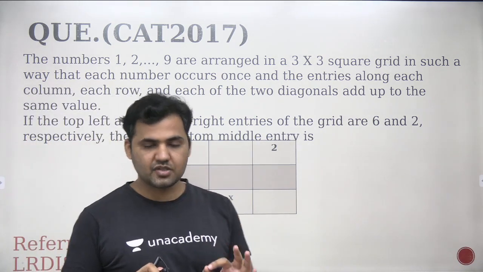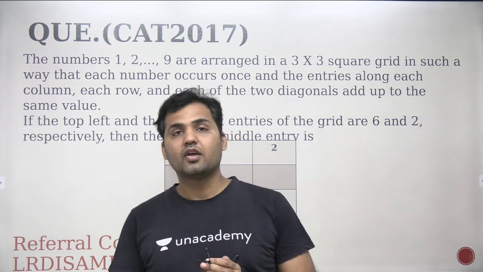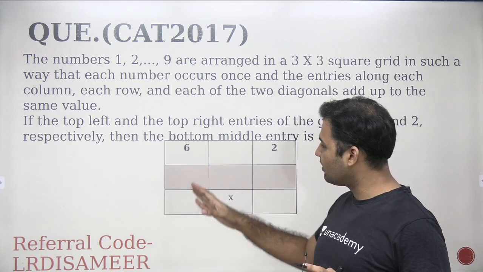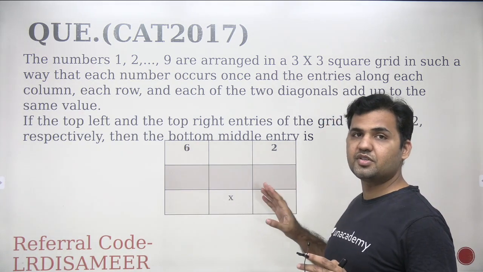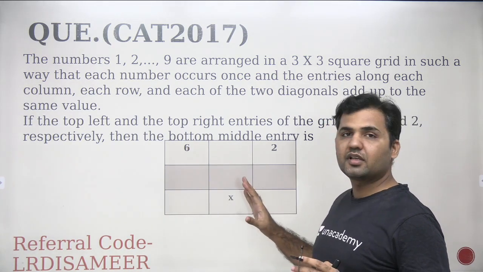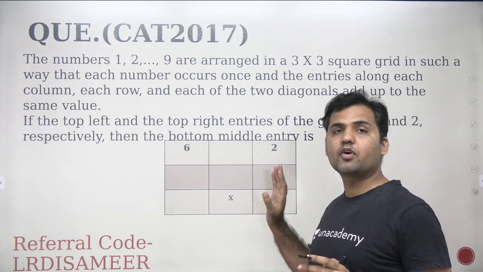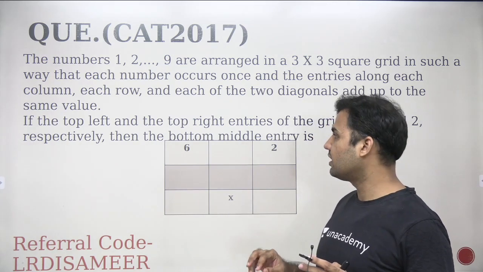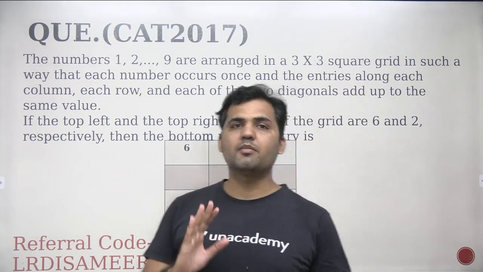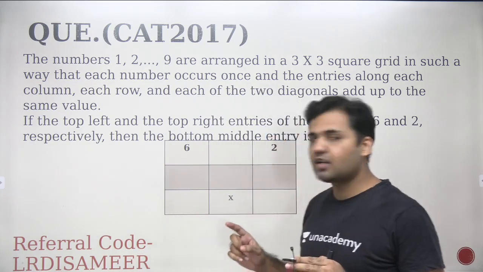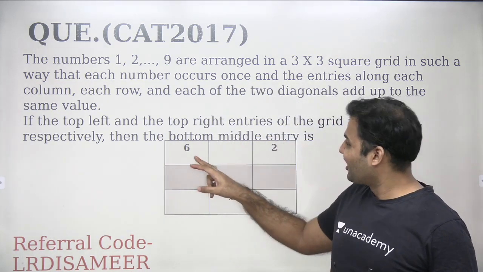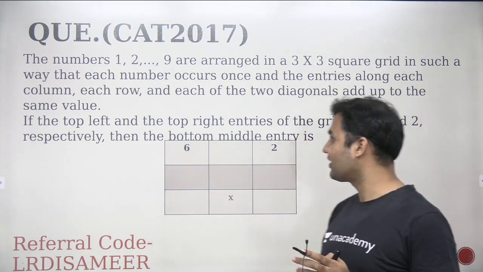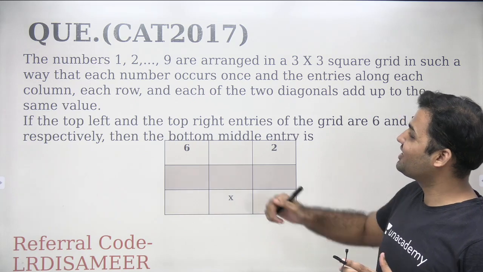This is a question from CAT 2017, right? Magic squares are generally those squares where the summation of the numbers row wise, column wise and diagonal wise should be the same, and that matrix can be a 3 into 3 matrix, a 4 into 4 matrix, a 5 into 5 matrix, or a 6 into 6 matrix also, right? So in any n into n matrix, the summation of all the numbers row wise, column wise and diagonal wise should be the same. Now look at this question.